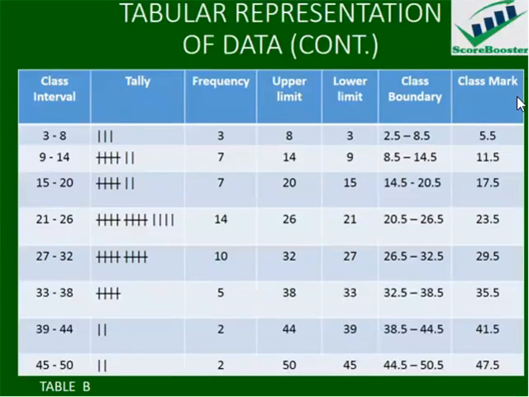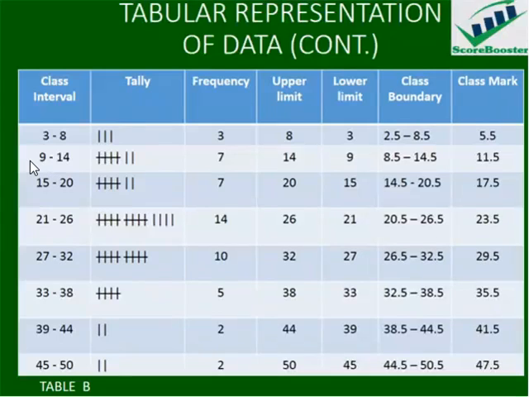So the class mark, we said to find the class mark, you add the lower class limit and the upper class limit together and you divide by 2. And that is 3 plus 8, 11. 11 divided by 2 will give 5.5. So here, if you subtract the lower class boundary from the upper class boundary, that will give 6, which is the class width.